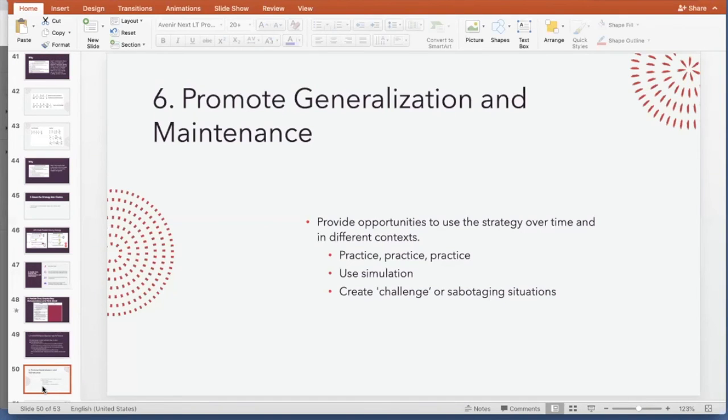In terms of generalization, things that really are helpful are simulations. So you create a situation where the strategy is the most efficient, best thing for students to use, or situations that are challenge or sabotaging situations. And those give students opportunities to make those adaptations or use fix-up strategies as they're working. So you create a sabotaging situation where the strategy doesn't quite fit, and you need to stretch or adjust a little bit to make it work.